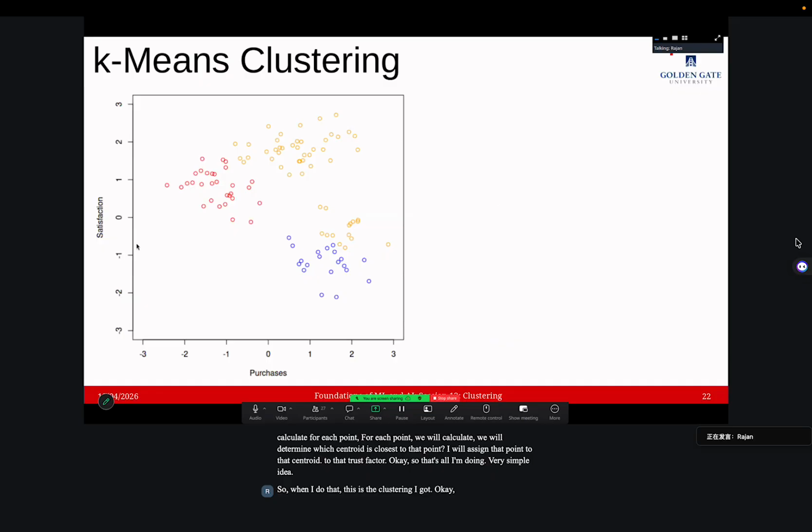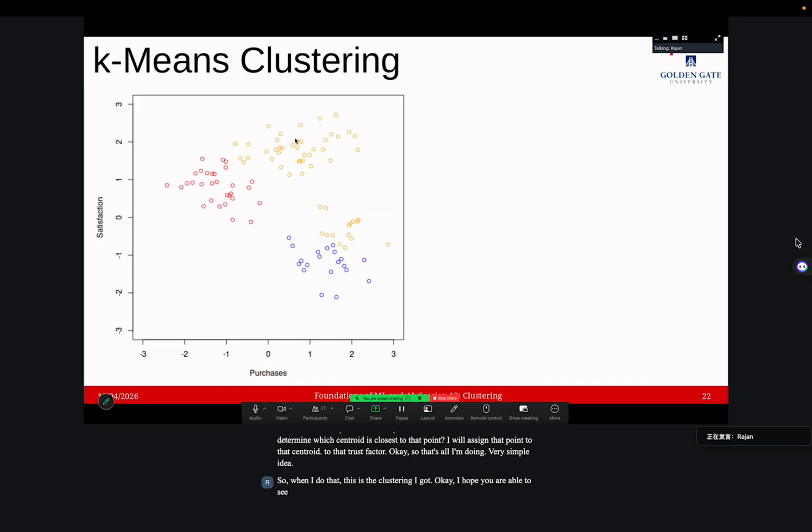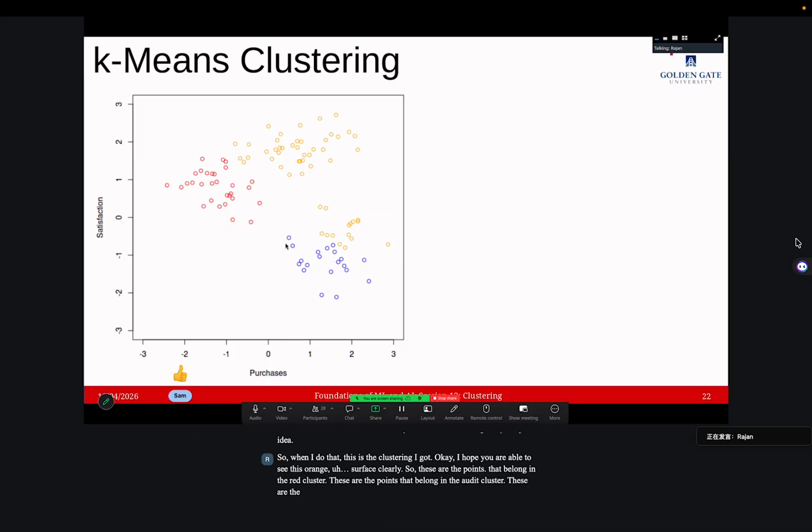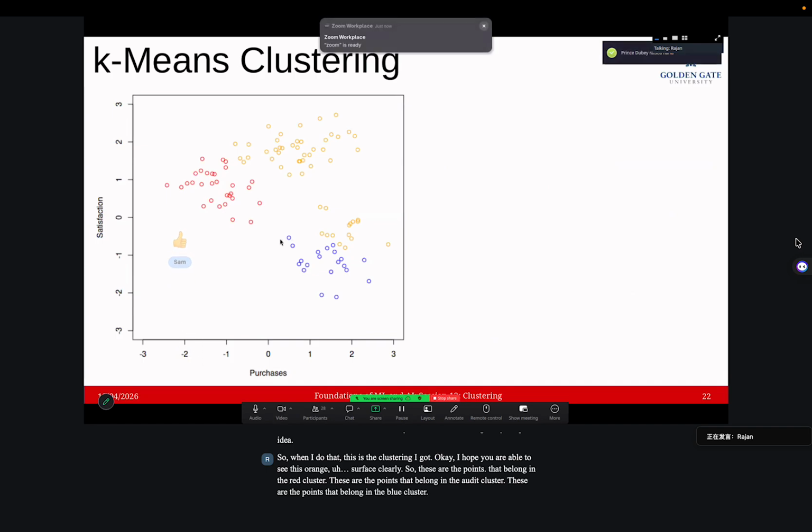I hope you are able to see these orange circles clearly. These are the points that belong in the red cluster. These are the points that belong in the orange cluster. These are the points that belong in the blue cluster. Yes, Prince Dubey, go ahead.